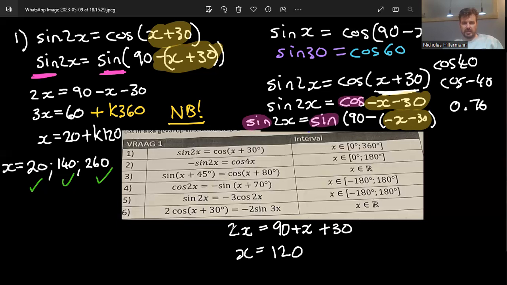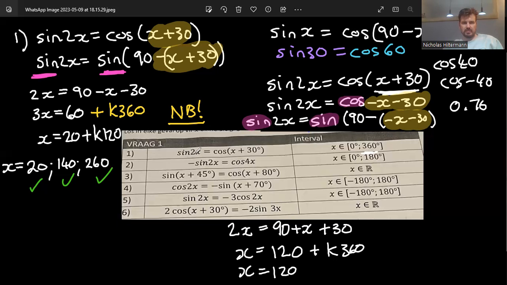I took the x, of course, we have 2x minus x is x, 90 plus 30. And then plus 360. Well, I'm only going to get one answer for this one, because if I add a 360, I go outside of the range, I mean, the domain of 360. So this gives me one more answer, which is 120. Okay, so x equals 120.